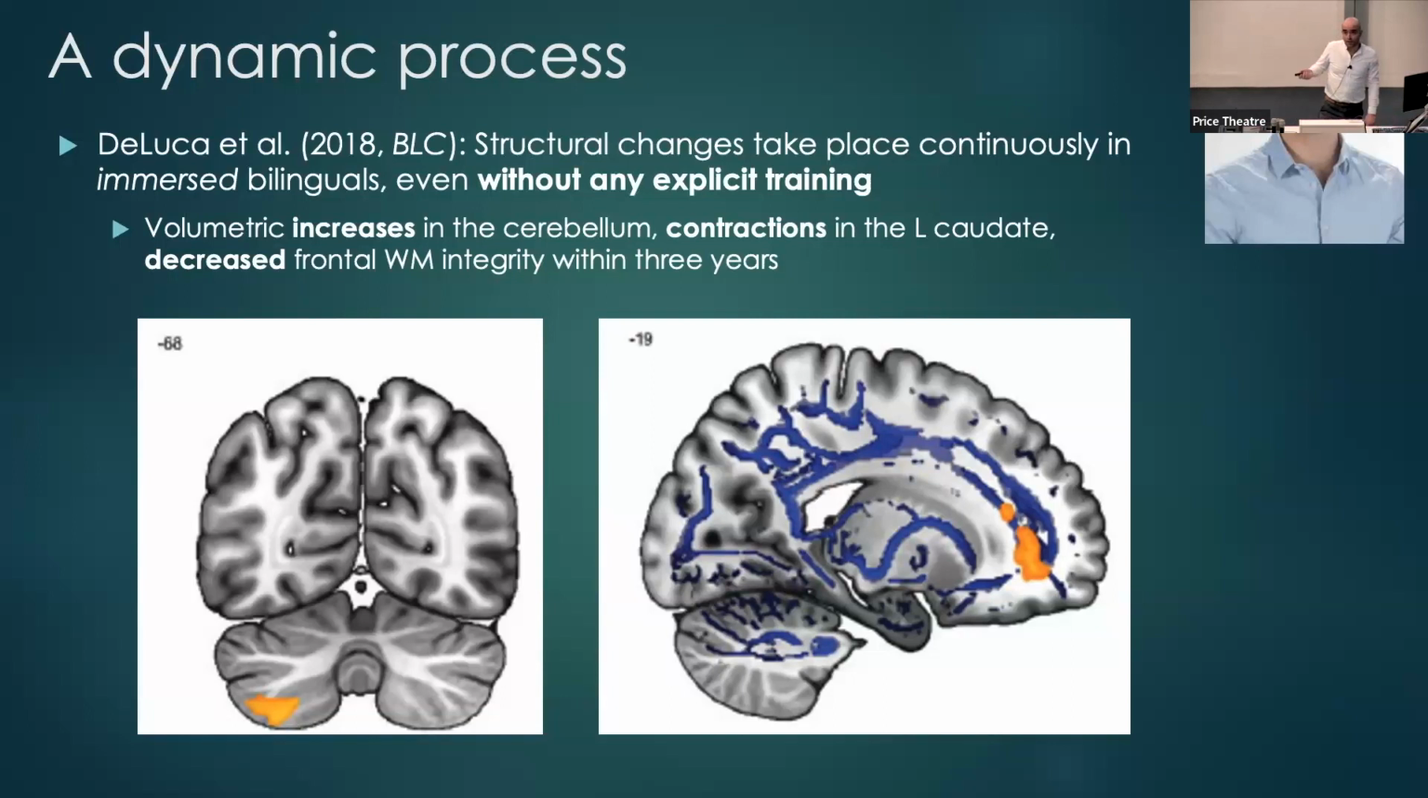You would expect nothing to happen, right? Because they weren't doing anything. Well, actually, we had increases. We reported increases in the gray matter of the cerebellum, contractions in the caudate, and decreased white matter integrity of the frontal part of the brain within 3 years. So these were people doing nothing by means of language training, but they came back with an extra 3 years of immersion in the UK, right? So this tells us that brain structure is dynamic, and even everyday life can change the structure of our brain.